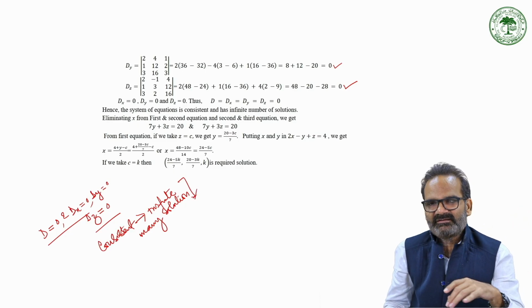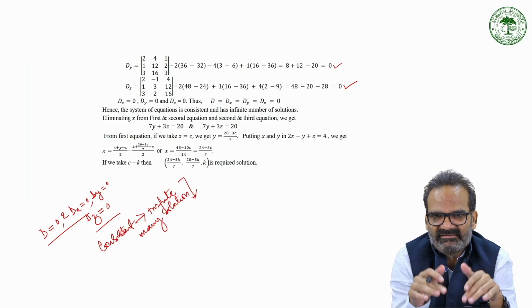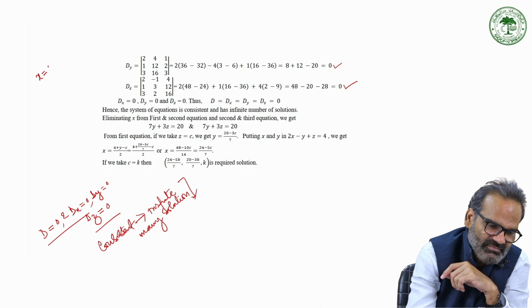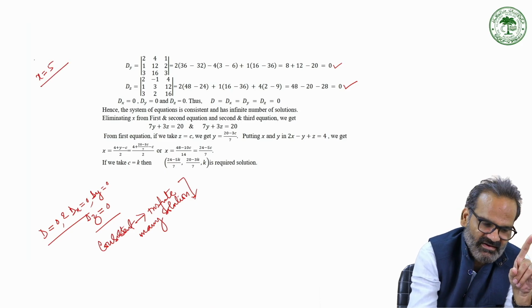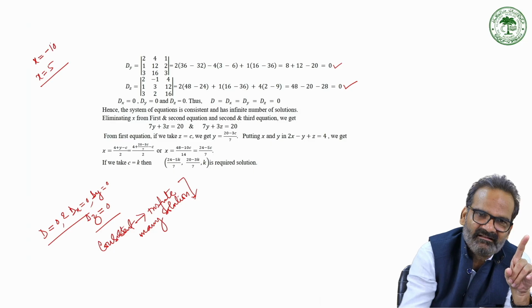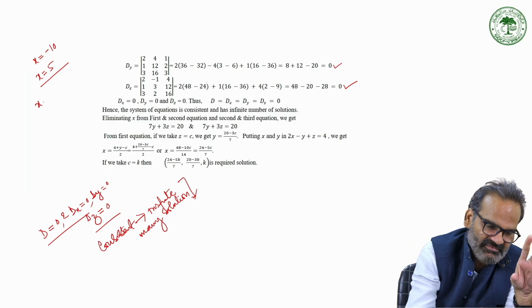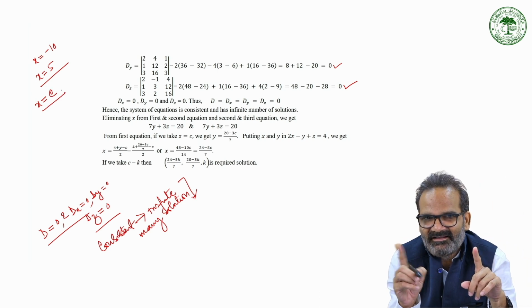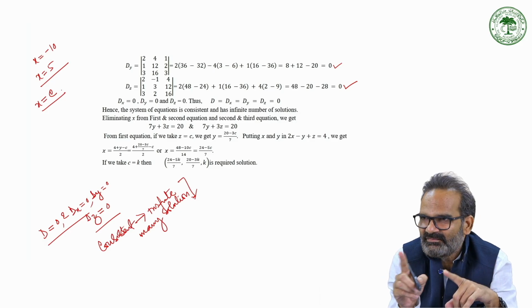Infinitely many solutions means the values of x which we obtain will contain constants. If I say x is equal to 5, it means the value of the variable x is 5. If I say x is equal to minus 10, it shows that the value of the variable x is minus 10. But if I write x is equal to c, c is any constant. If c is 5, x will be 5. If c is minus 10, x will be minus 10.